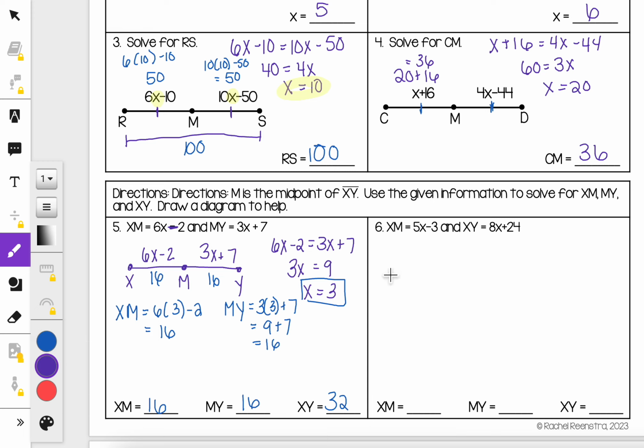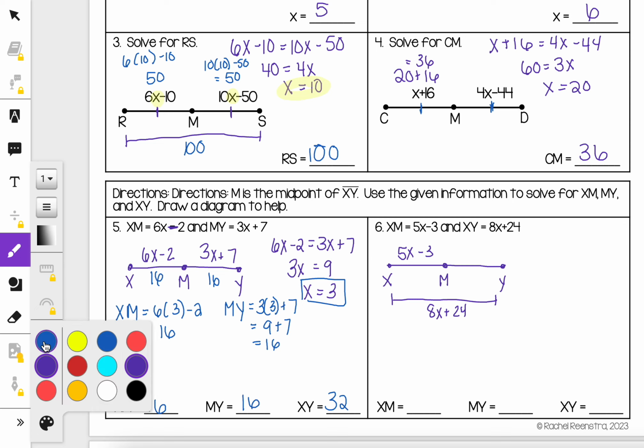Let's look at number 6. Again, I want to set up that diagram first. So I know XM equals 5x minus 3, XY equals 8x plus 24. Without the diagram, it's really not that helpful. So I'm going to draw that segment XY with M as the midpoint. So I have 5x minus 3. And then here, instead of giving me MY, it tells me that that whole segment XY is 8x plus 24.